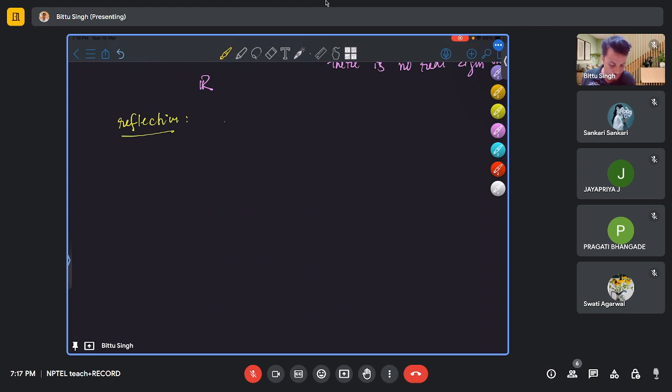Reflection is given by T of (x, y), which is the same as (y, x). That is reflection around this line. So any point (x, y), this vector, will go to this vector by the transformation if you apply T. So this is the reflection.